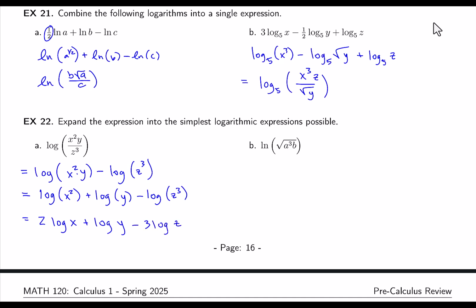Like if there's two things that are added, it's supposed to be inside the logarithm. You should put parentheses so it's very clear what's inside the logarithm and what's outside. But if it's just a single term, it's fine to not use parentheses and save you some writing there.